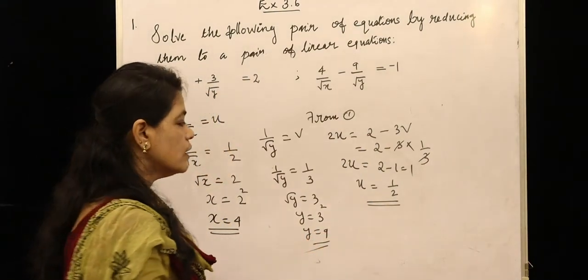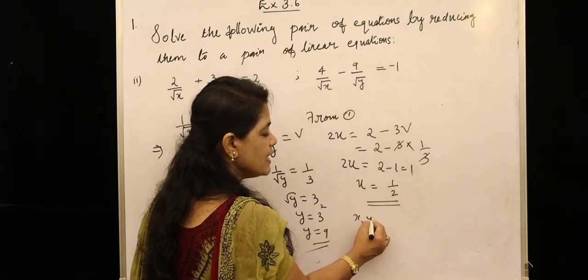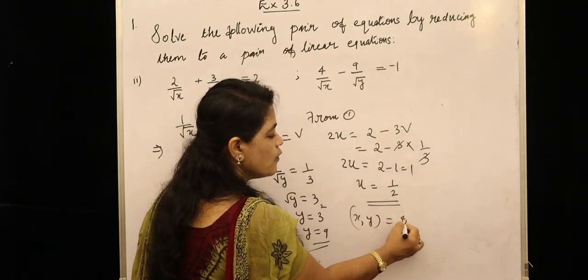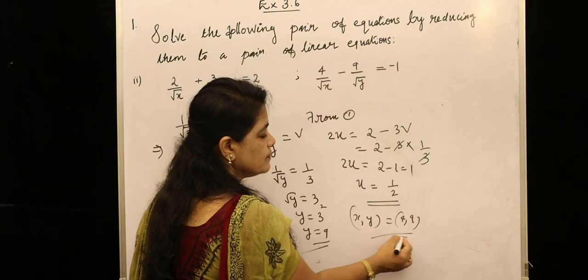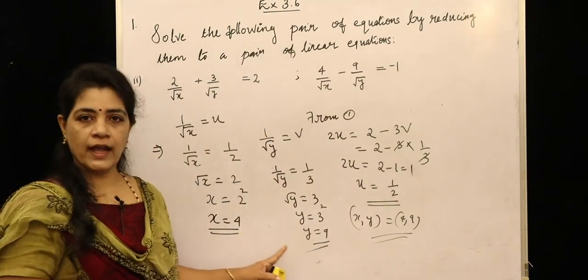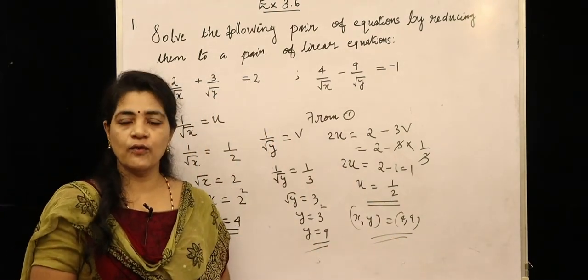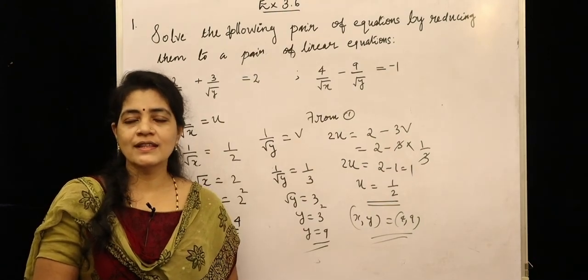Hence we got the values of x and y as 4 and 9. 4 for x and 9 for y. This is all about the second problem.